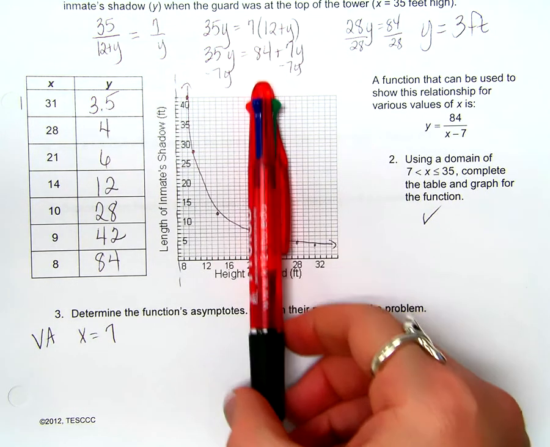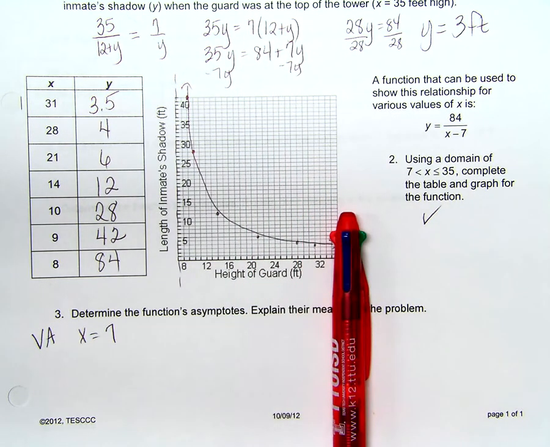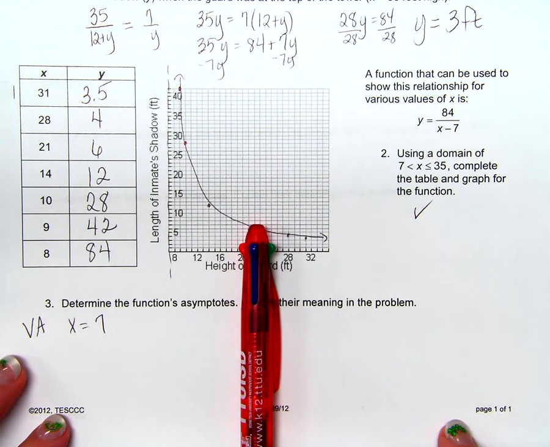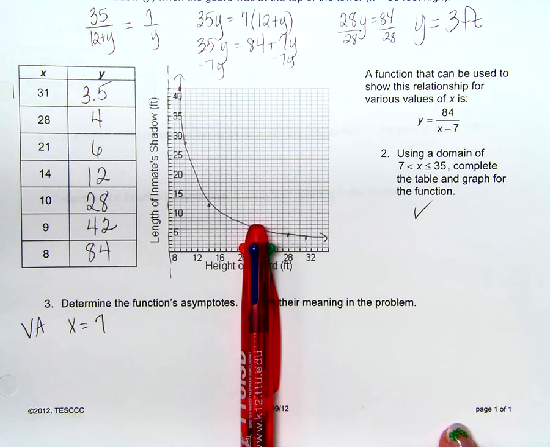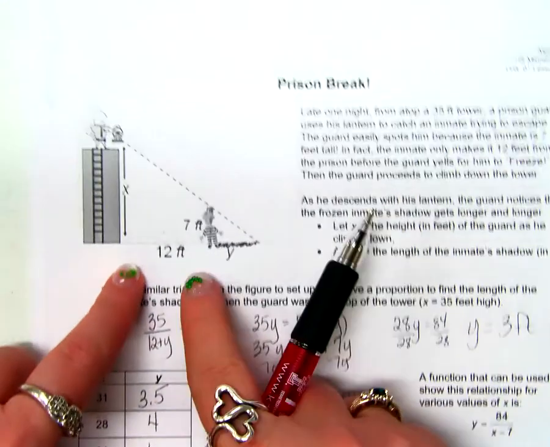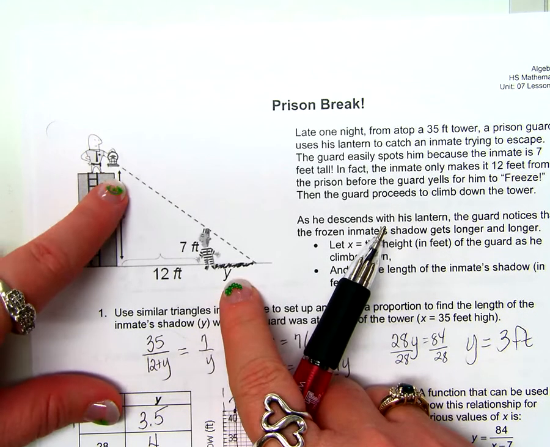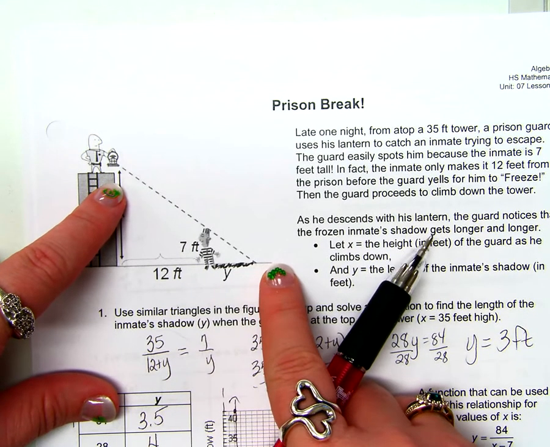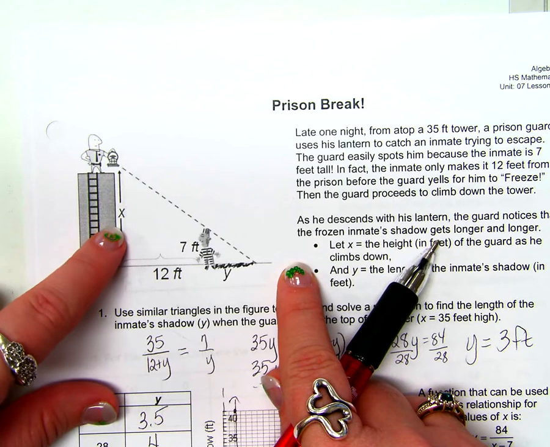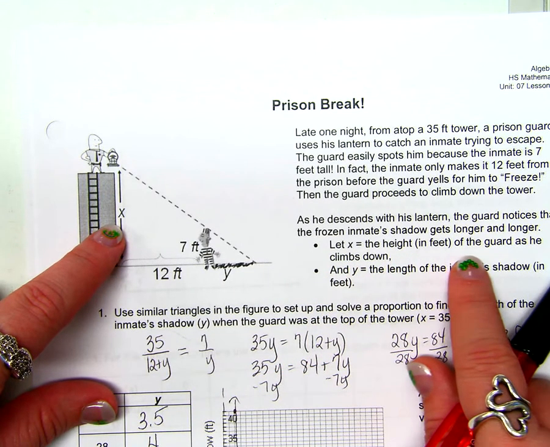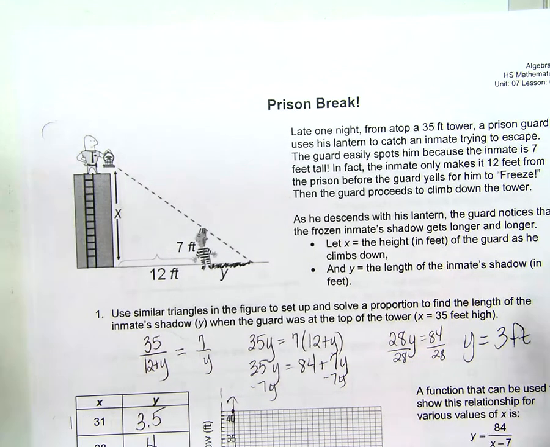Here's the guard standing here. The light's shining down on him. So at some point, like here's the end of his shadow, right? As he's getting lower and lower, let me just use the actual guard and the actual prisoner instead of a pretend prisoner. As he goes lower and lower, his shadow is getting longer and longer, right? So once he gets right here at 7 feet, you can't see the end of the shadow. You can see the shadow. It's not like he doesn't have a shadow anymore, right? It's the fact that you can't see the end of the shadow.